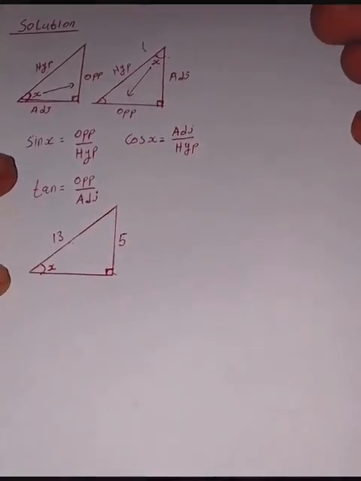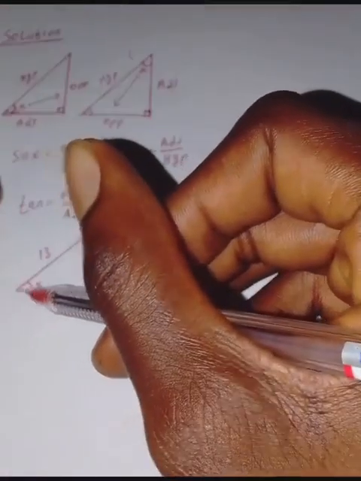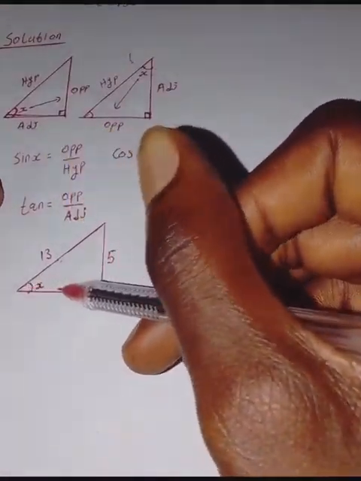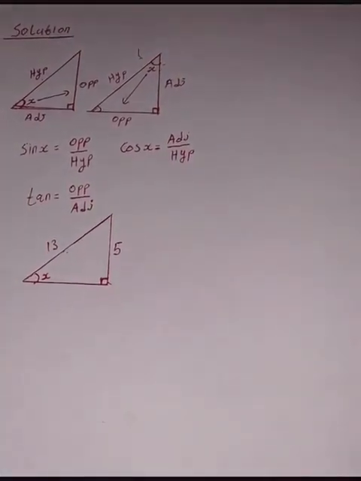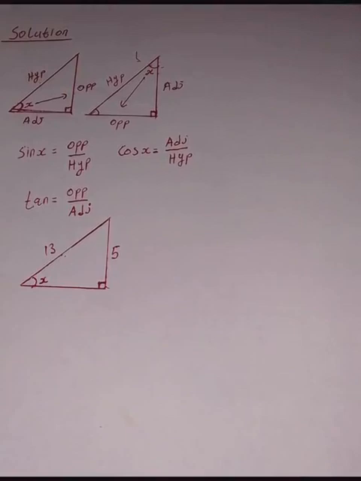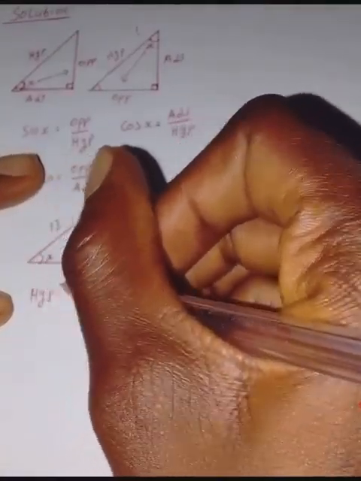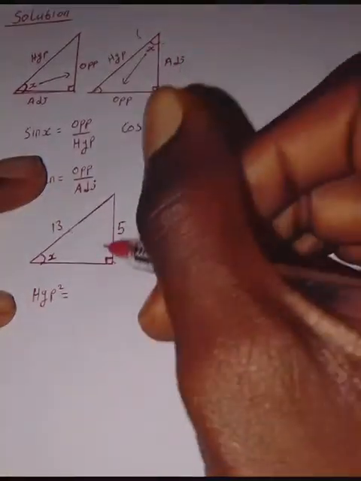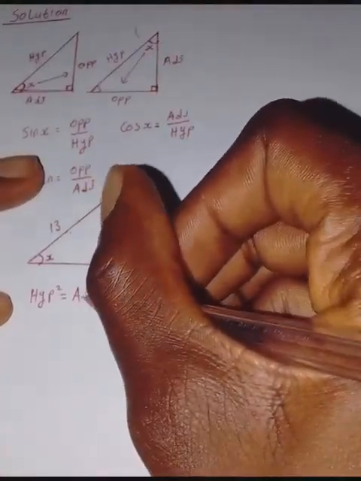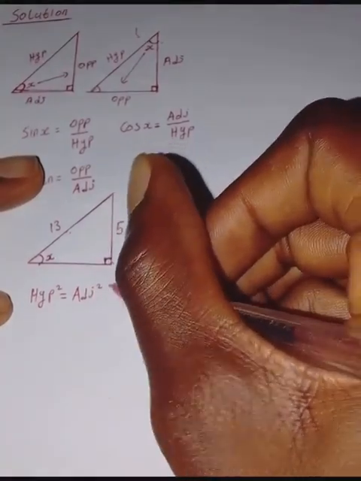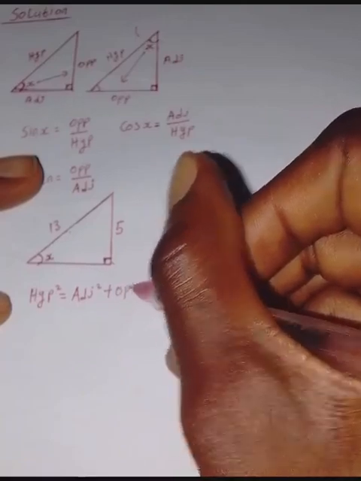From here we can see we are still looking for one side, which is the adjacent, this part here. We don't know the value of the adjacent. To get that, we are going to make use of Pythagoras theorem, which says hypotenuse squared equals adjacent squared plus opposite squared. Let me write that out. Hypotenuse squared equals adjacent squared plus opposite squared.